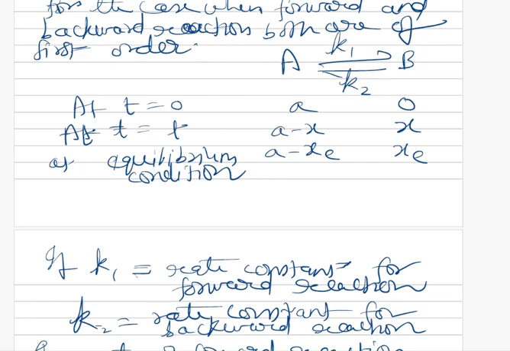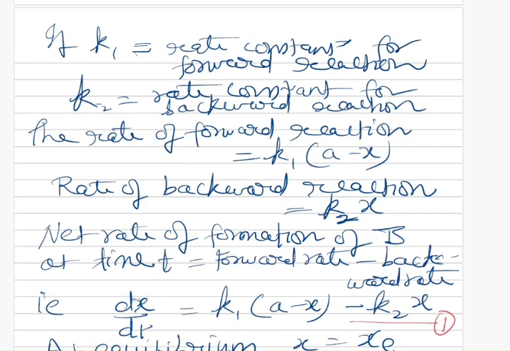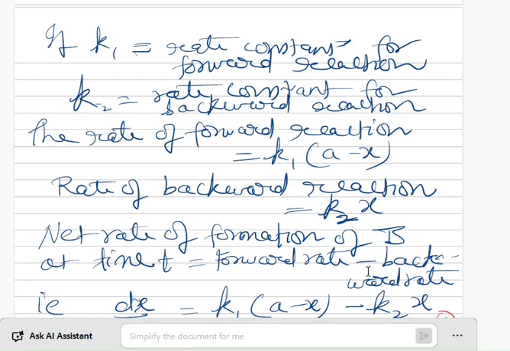Now, if K1 is the rate constant for the forward reaction and K2 is the rate constant for the backward reaction, the rate of forward reaction is given by K1 into a minus x, and the rate of backward reaction is given by K2 into x. Net rate of the formation of B, that is the product at time t, is given by forward rate minus the backward rate, that is dx over dt.